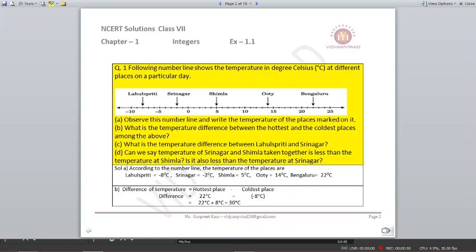Question number 1. The following number line shows the temperature in degrees Celsius at different places on a particular day. Now you see there is a number line with the names on it and the numbers are representing the temperature in Celsius. Part A: Observe this number line and write the temperature of the places marked on it.